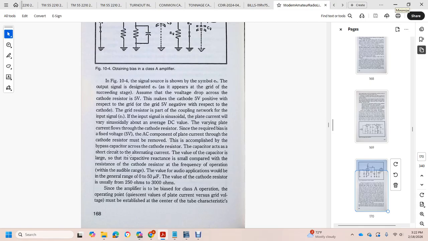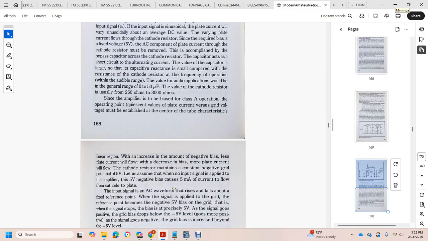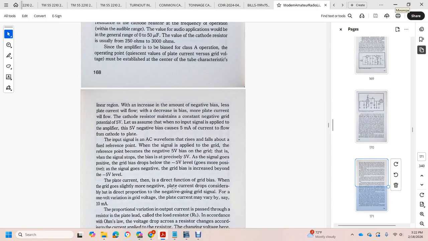The value of the cathode resistor is 250 ohms to 3000 ohms. Since the amplifier is based on class A operation, the quiescent value of the plate current versus the grid voltage must be established in the center of the tube's linear characteristic region. As the negative bias increases, the plate current decreases.